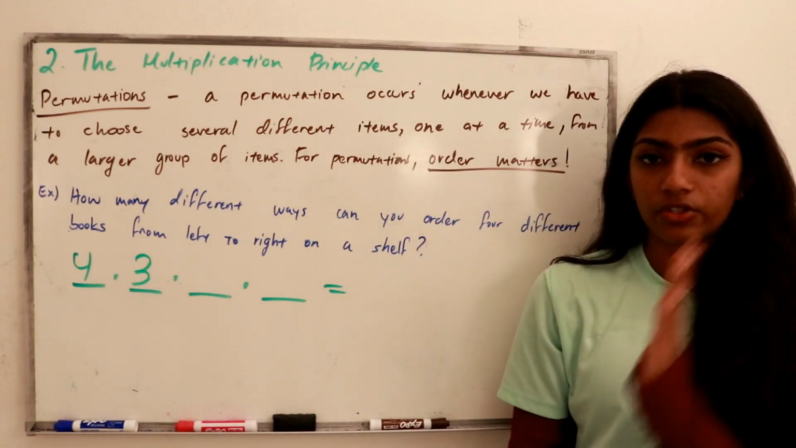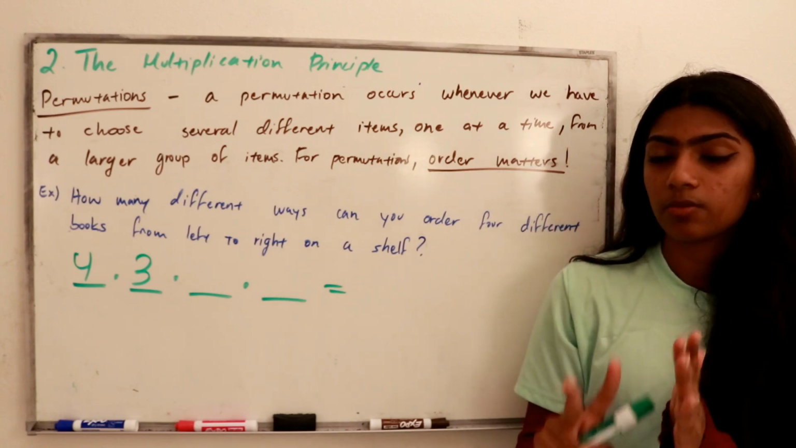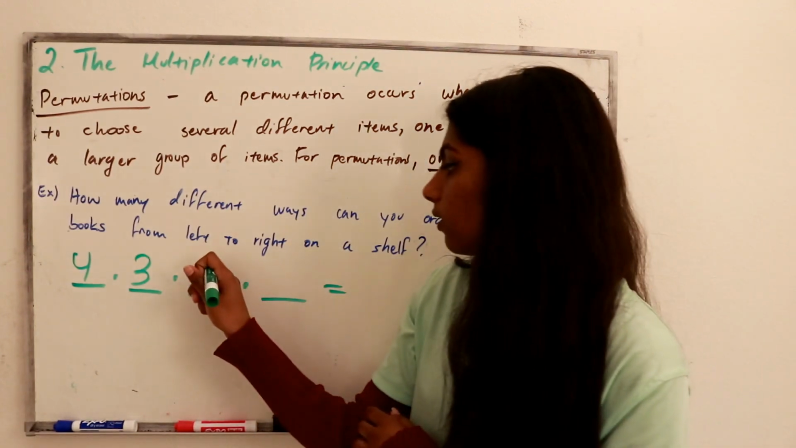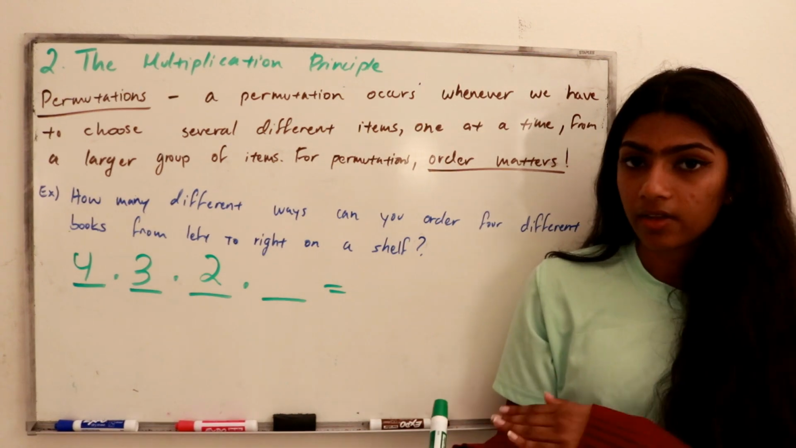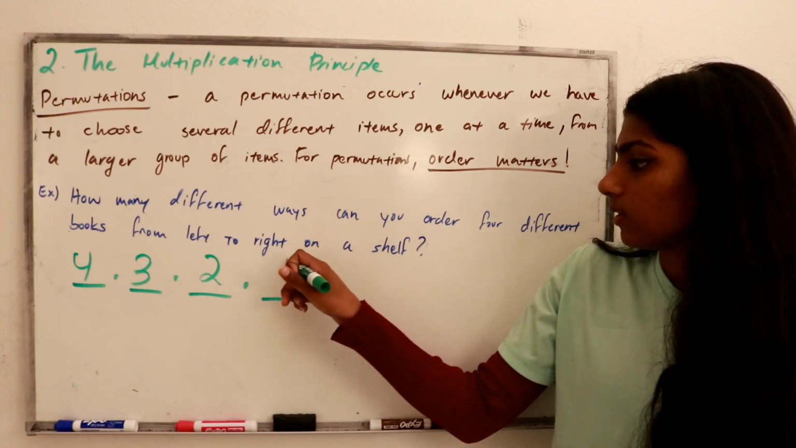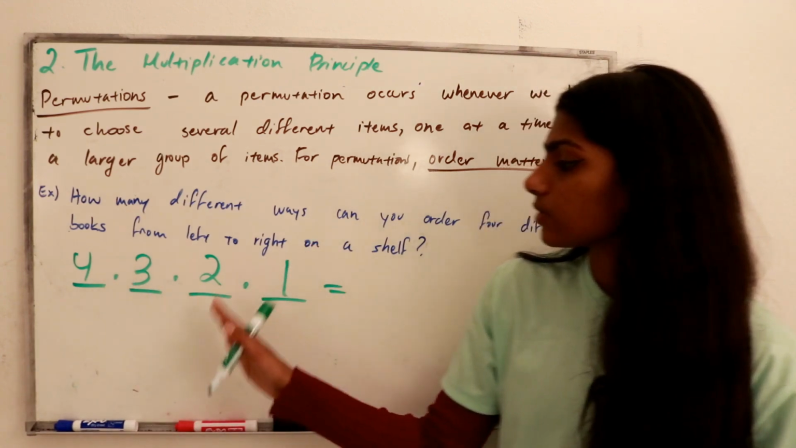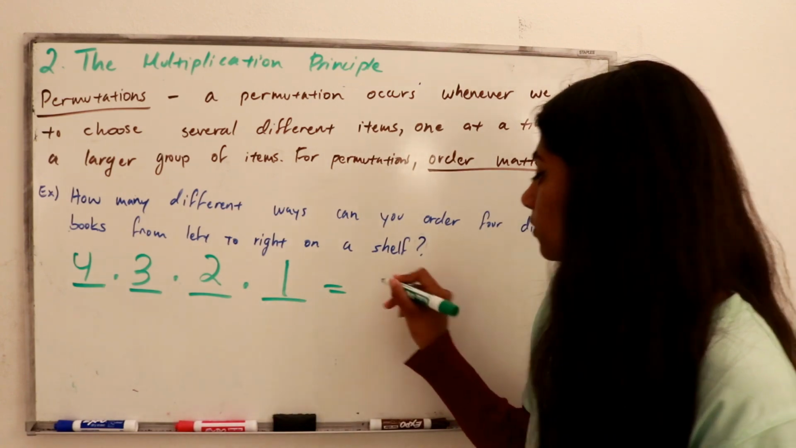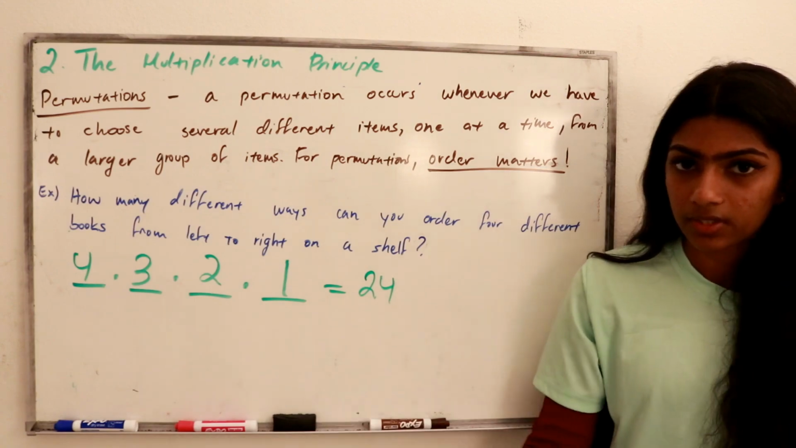Then, after putting the first 2 books, you have 2 books left, and so you only have 2 options to put in the third slot. And in the last place, the fourth slot, you'll only have 1 option left. It doesn't matter what book it is, as long as it's the last book. So that means we have 4 times 3 times 2 times 1, which is equal to 24 options. So we have 24 ways to order the books.